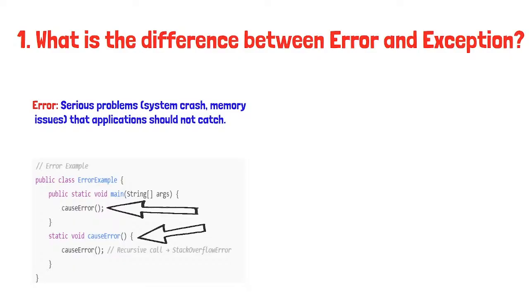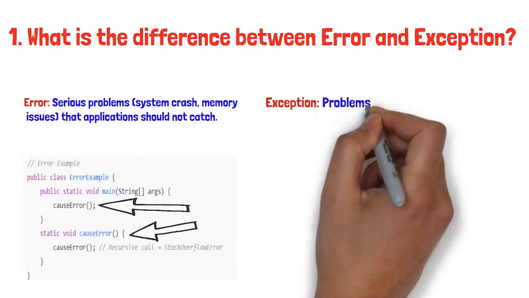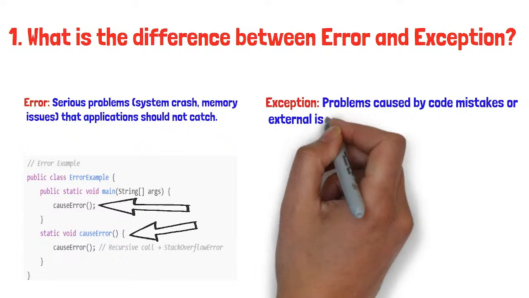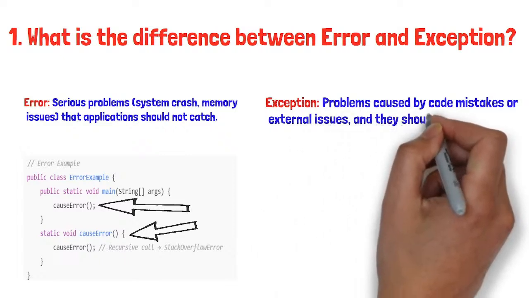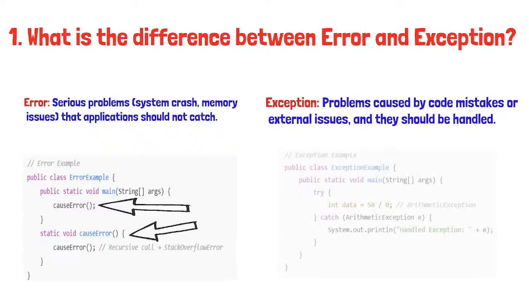And what is an exception? Exceptions are basically problems caused by code mistakes or external issues, and they should be handled. For example, if you divide 50 by 0, it will give an arithmetic exception. Exceptions you can handle, and they are of two types: checked and unchecked exceptions.